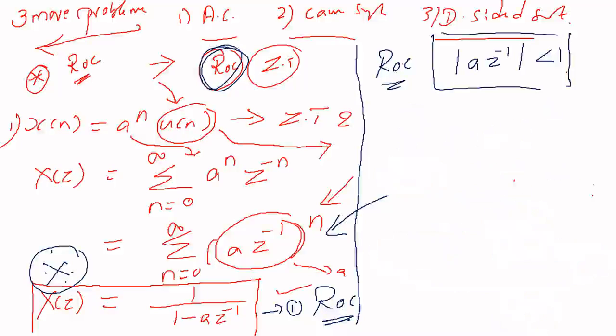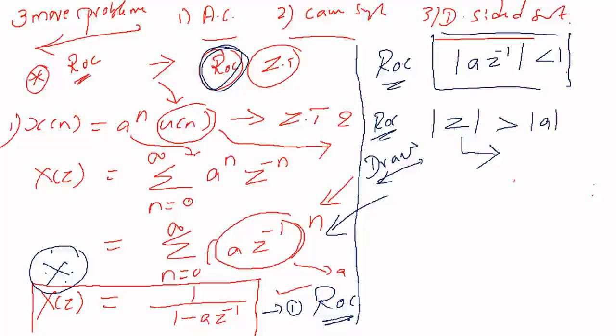So what does it mean? We write a z inverse lesser than 1, which means z is greater than a. So this is the ROC. So how to draw the ROC? I told you that this particular z is nothing but a complex variable which can be represented like this, r into e power j omega, where r is the magnitude and omega is the phase.